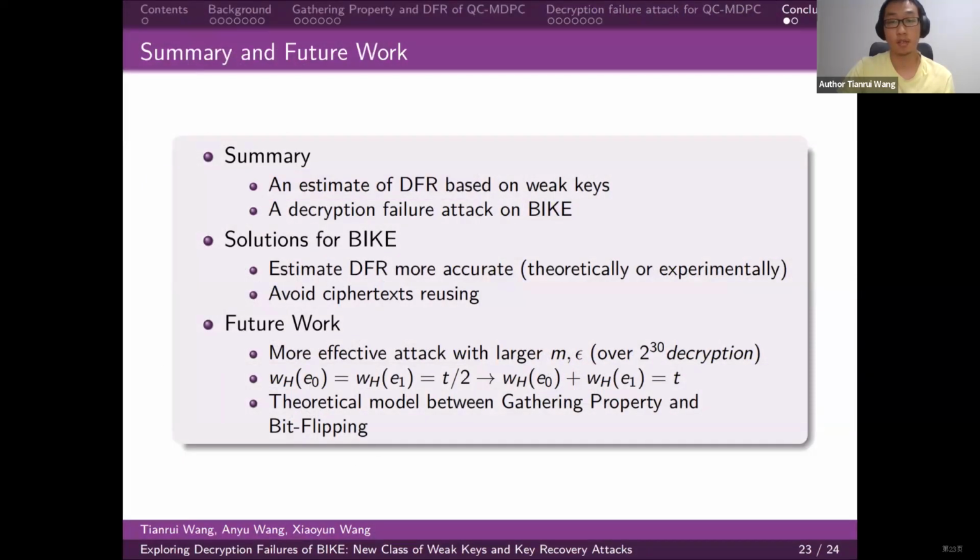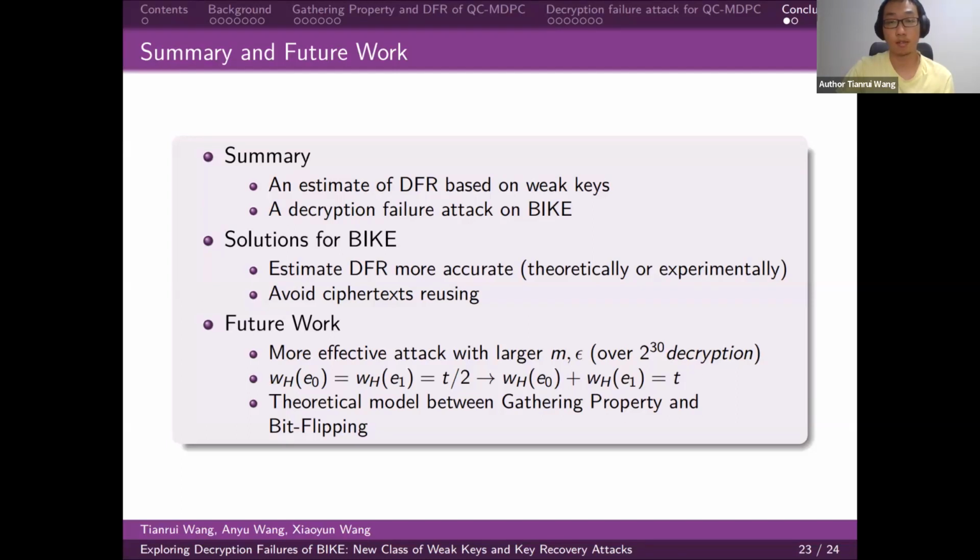Finally, let's summarize the whole paper. The 2 main contributions of our work are providing an estimate of DFR based on weak cases and proposing decryption failure attacks on BAC. For BAC's designer, we suggest a more accurate estimation of DFR to ensure CCA security. Additionally, multi-target protection should be added to avoid attacks with ciphertext reusing.